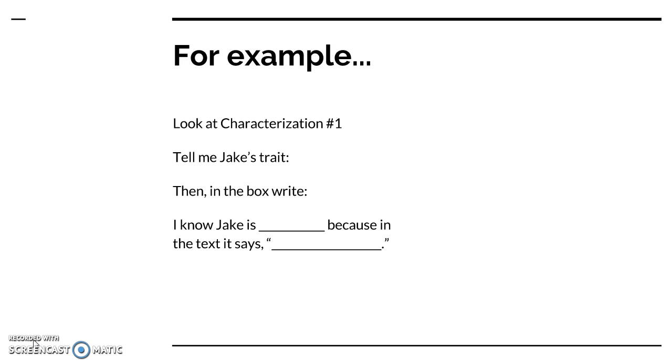Let me repeat. For every box on your characterization sheet, for every question that you do, your box should say something along the lines you see here. I know insert person is insert trait because in the text it says insert your information, your proof, your evidence.